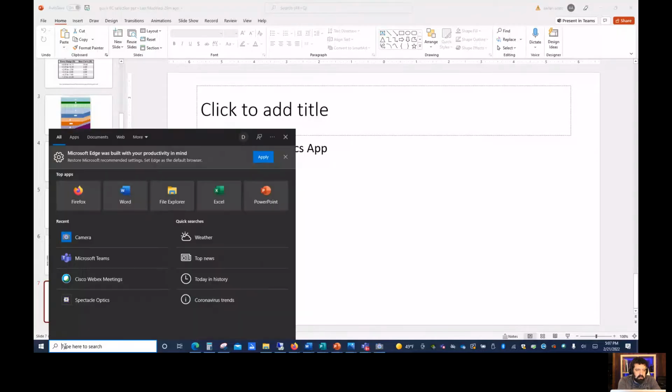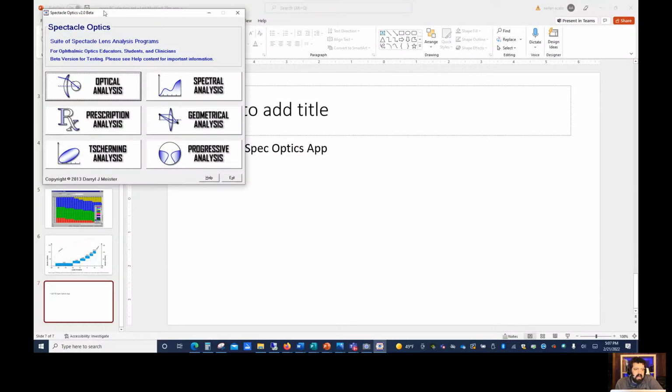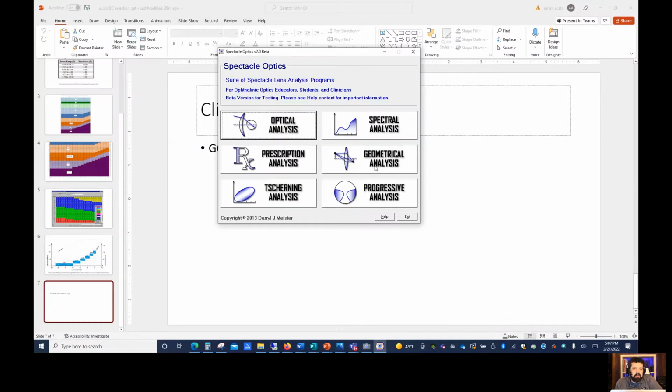Let me pause this for a second. I guess I won't be able to do that, but let me bring up a cool, let me share anyway. So there's an absolutely cool spectacle optics program that you can get on OptiCampus. And this is actually tremendous because we get to play with all sorts of stuff.